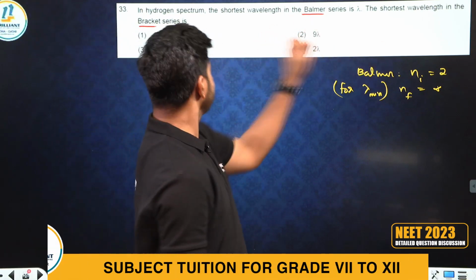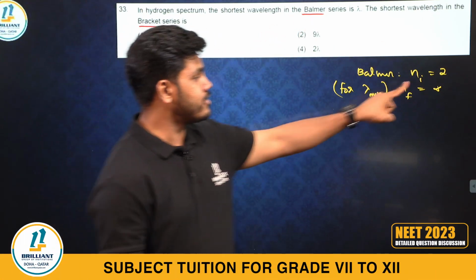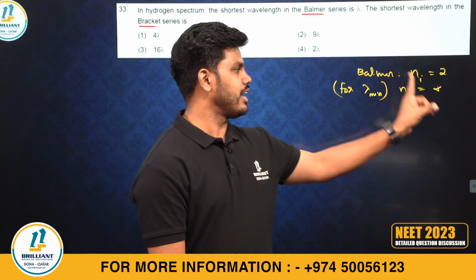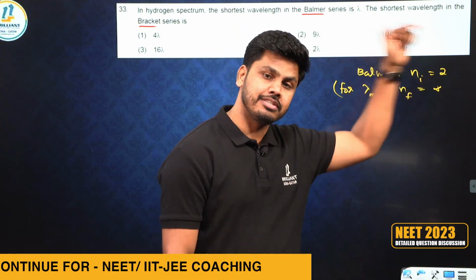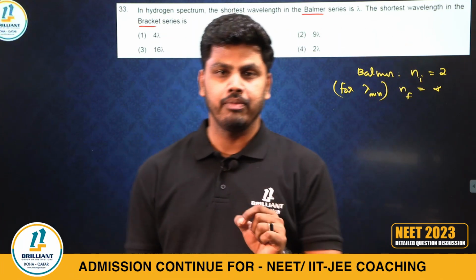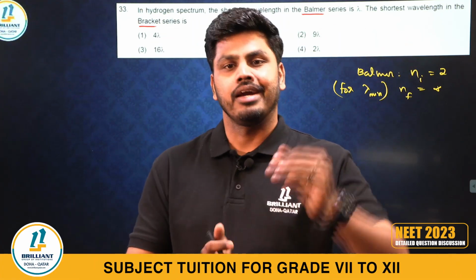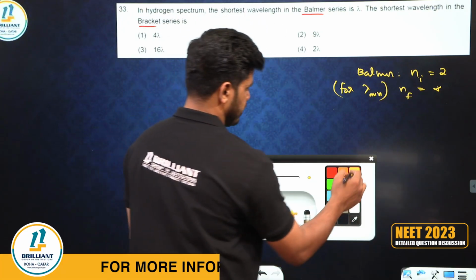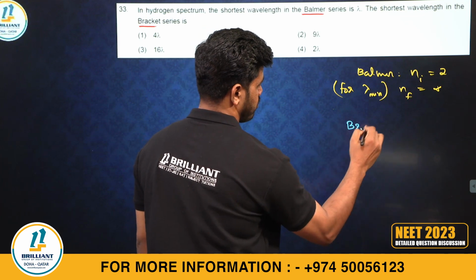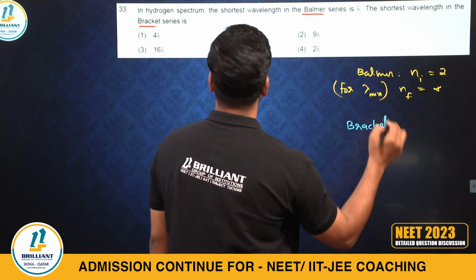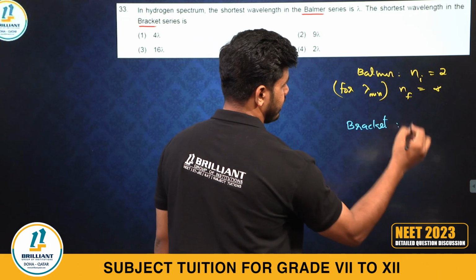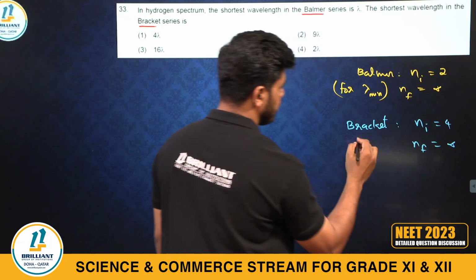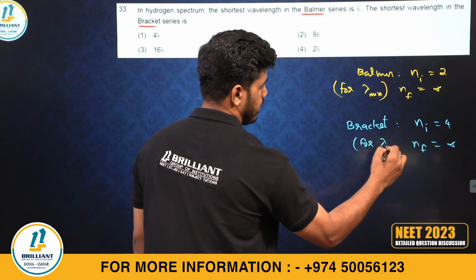Now, if you go for the Brackett series, shortest wavelength, again, the initial orbit will be different. It is the 4th series, right? nI is equal to 4 and nF is still infinity only, because the shortest wavelength transition is always when the electron comes from infinity to the initial orbit. So for the Brackett series, nI is equal to 4 and nF is equal to infinity, because we are going for minimum lambda.